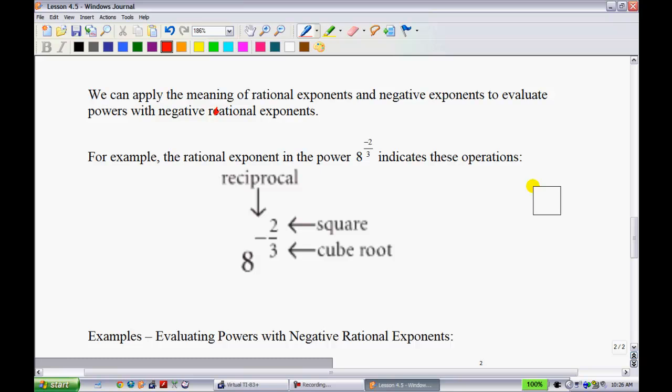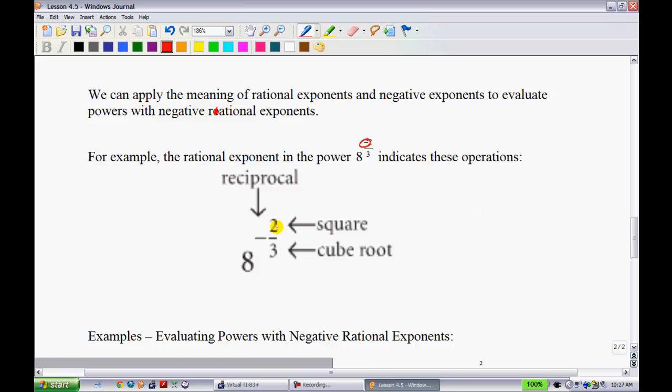So we're combining the information we've learned in this lesson and the last. So for example, the rational exponent in the power 8 to the power of negative 2 over 3 indicates these operations. So what do you do with the negative? You're just going to take the reciprocal. So that would become, for instance, like a 1/8. And then the 2 over 3, we know that we're going to need to write that in radical form.